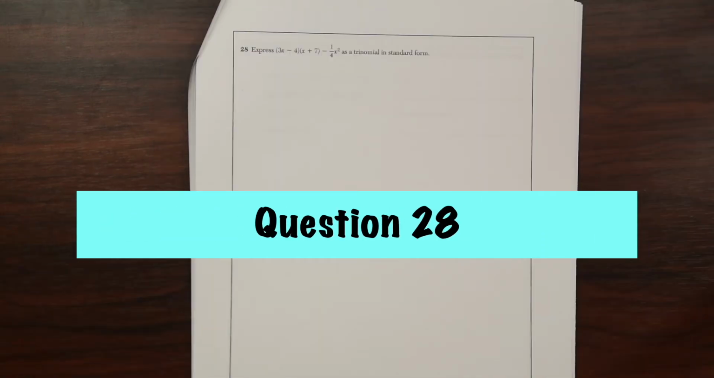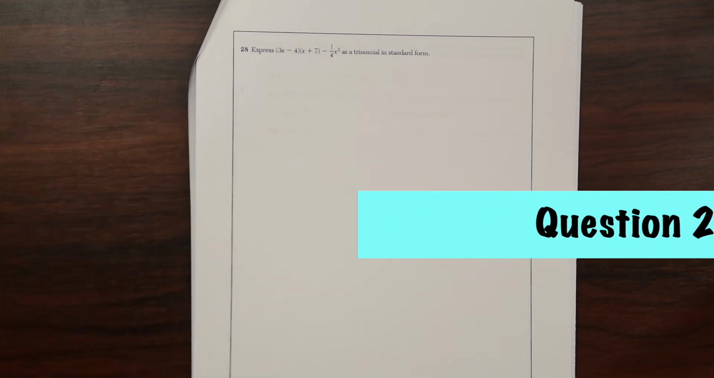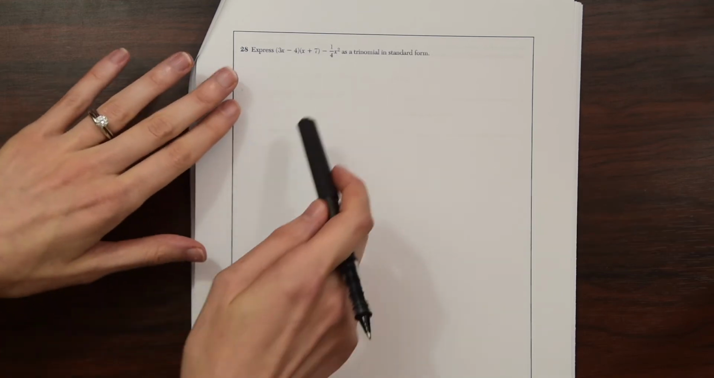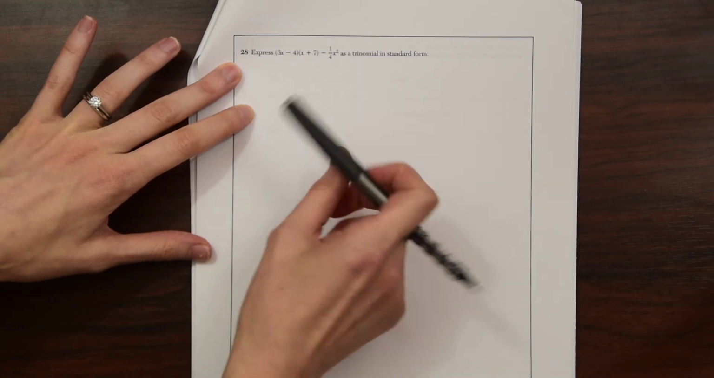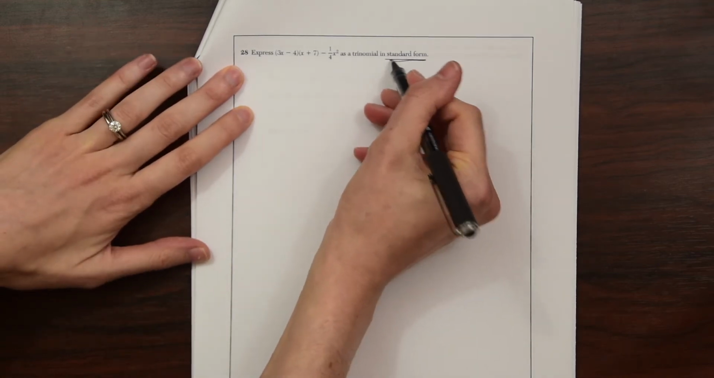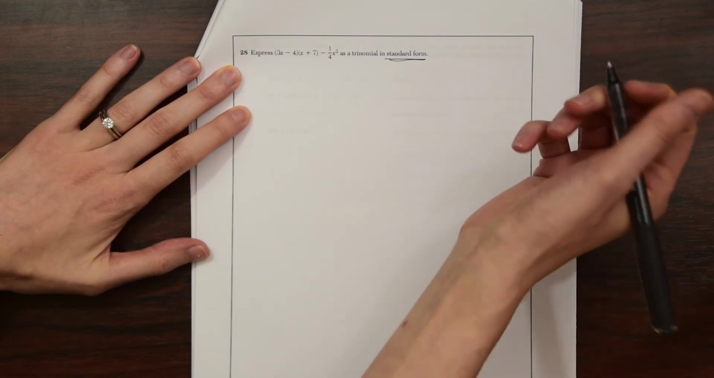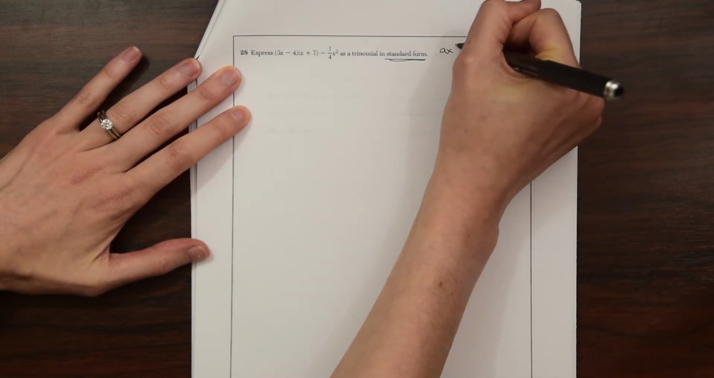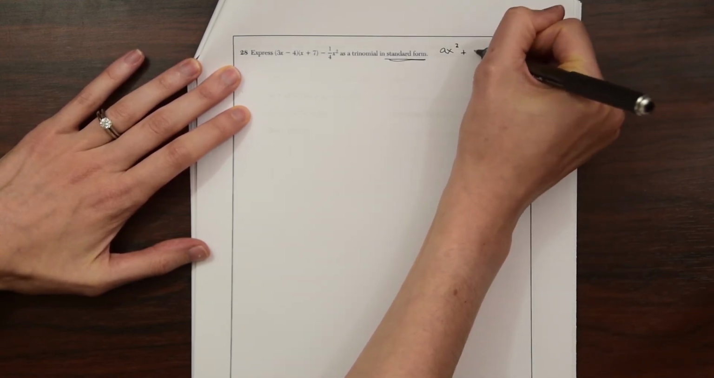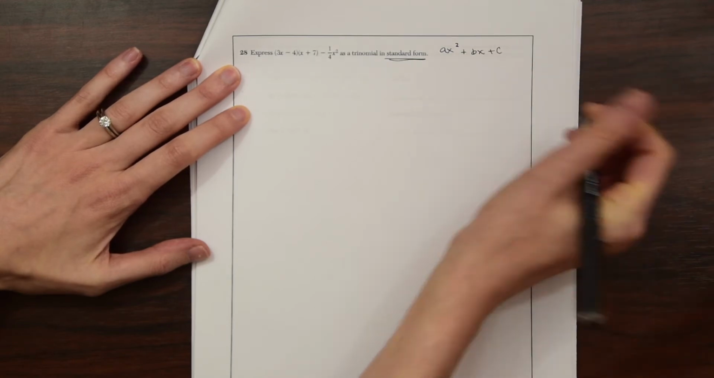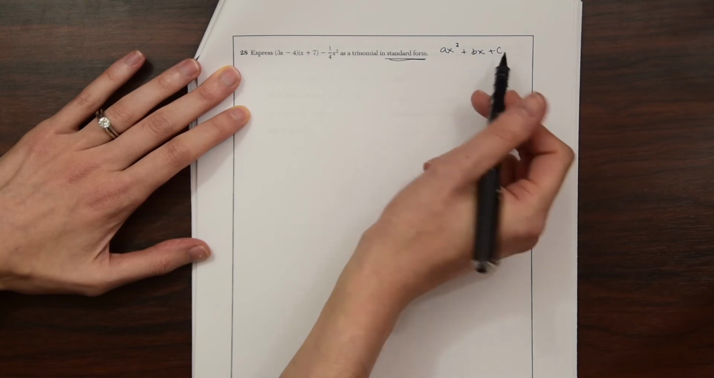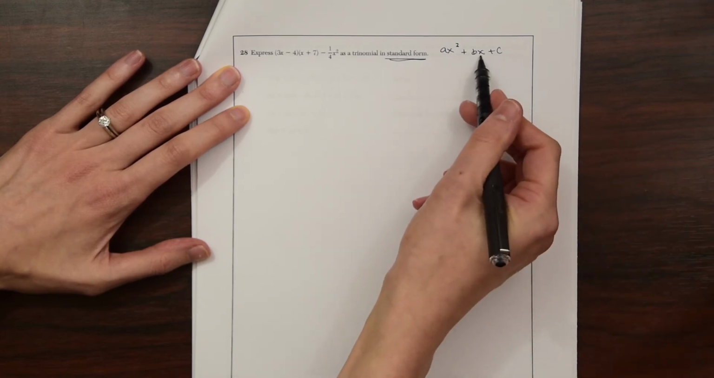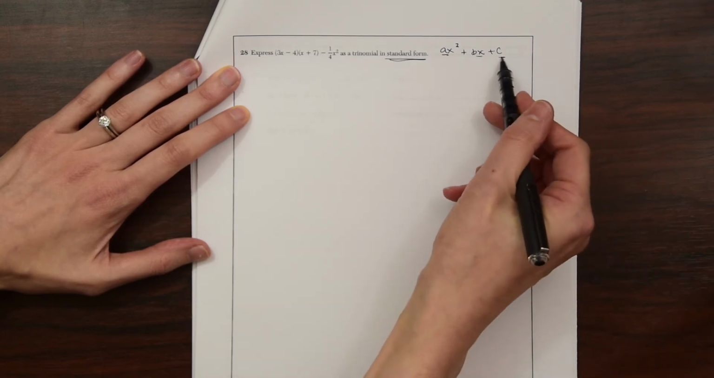For our next question, question 28, we are given this expression. Express 3x minus 4 times x plus 7 minus 1/4 x squared as a trinomial expressed in standard form. Standard form looks something like this: ax squared plus bx plus c. Notice that the exponent value is going down in order, and then we have variables and our standalone number at the end.